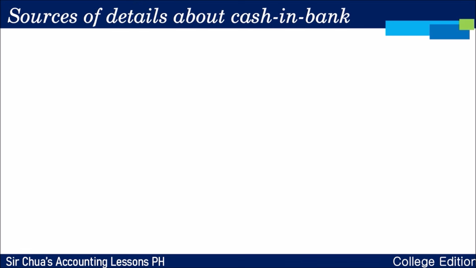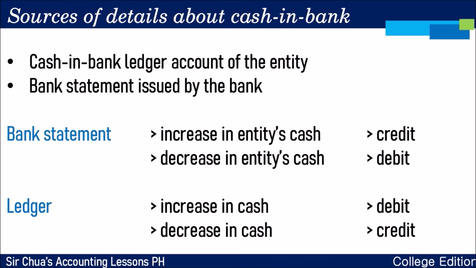Okay, so where can we get the sources of details about the entity's cash and bank? The first one is the cash and bank ledger account of the entity. Although the company maintains its cash in a bank, of course we also have a ledger T account for it. And the second one is the bank statement issued by the bank. The bank where we keep our money gives us details of the company's money in the bank through a bank statement.